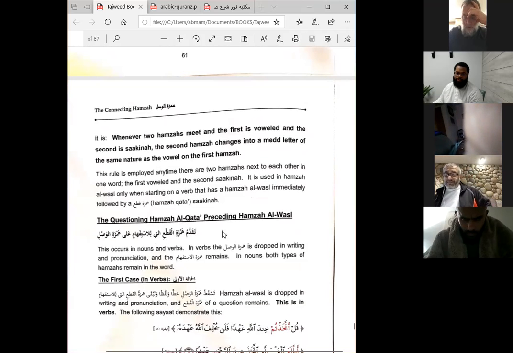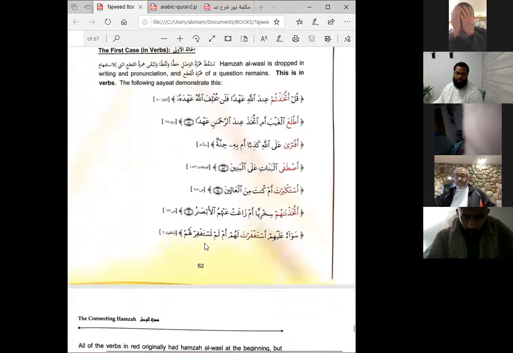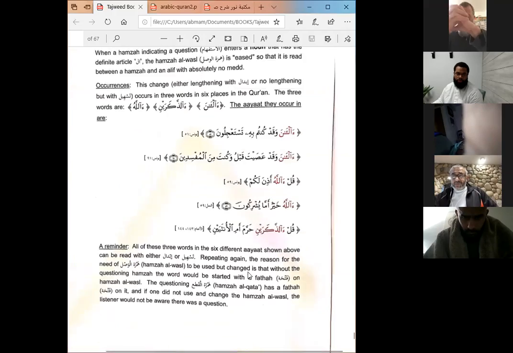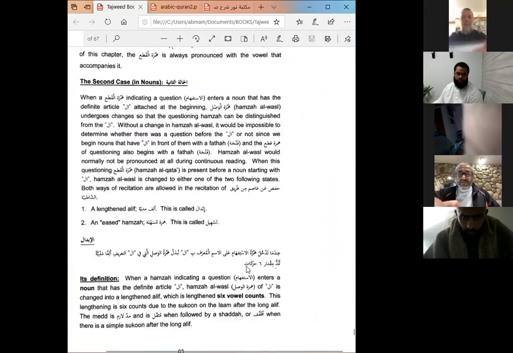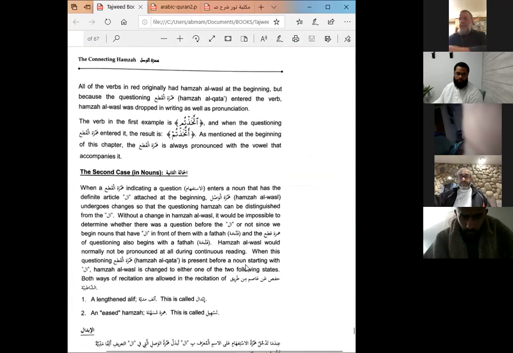So the Hamzat al-Qata' preceding Hamzat al-Wasl, we'll discuss that inshallah next week. No, not next week, because next week is Ramadan. So we will discuss that after Ramadan, inshallah, which is when we will finish the book. Inshallah.